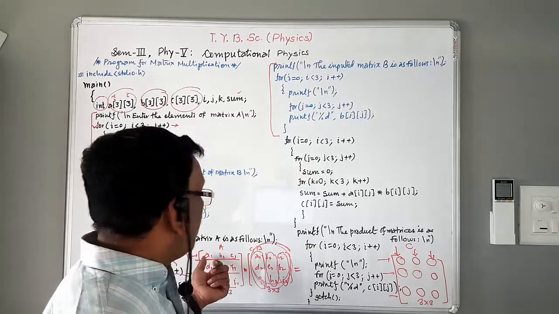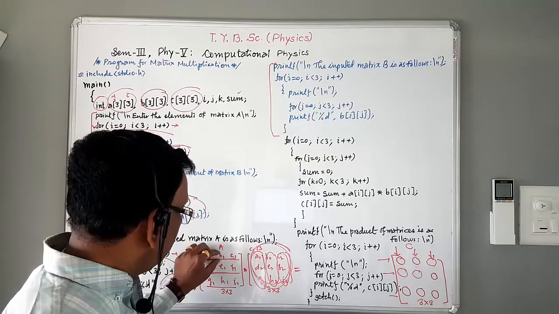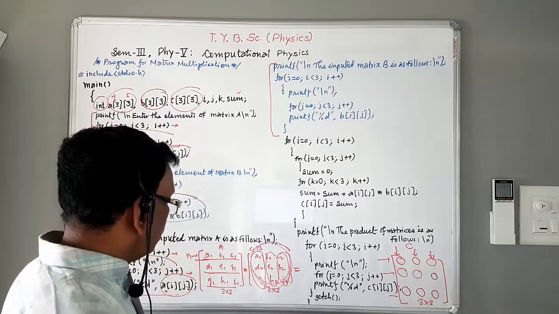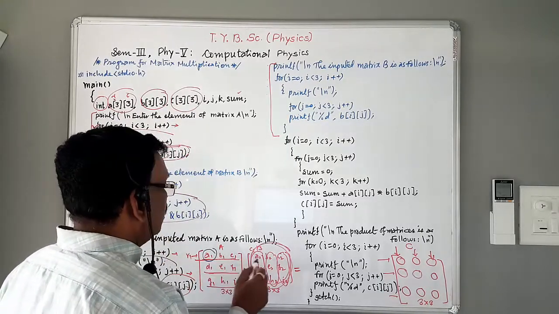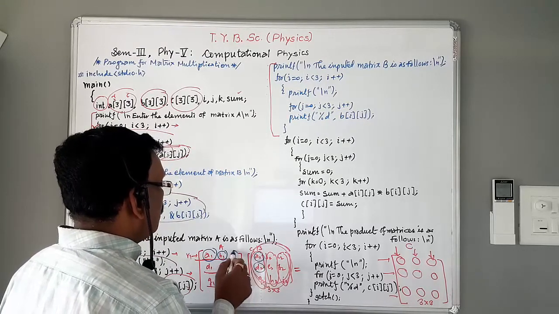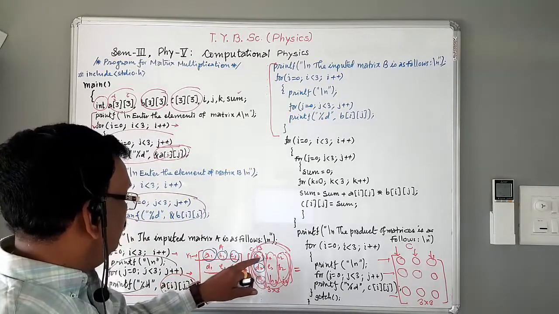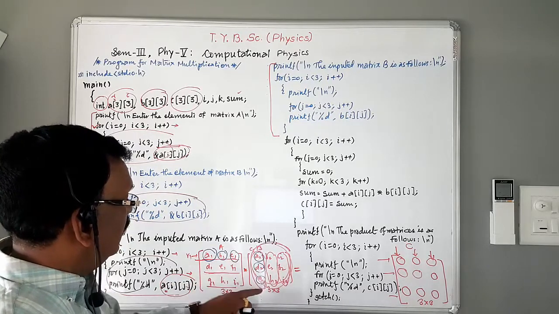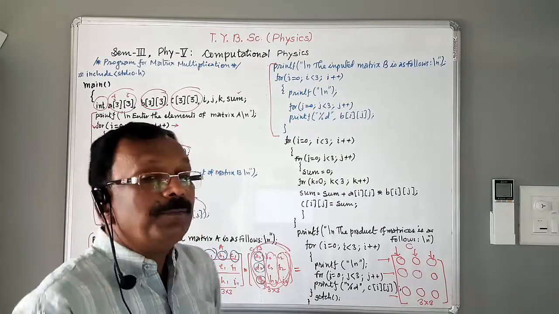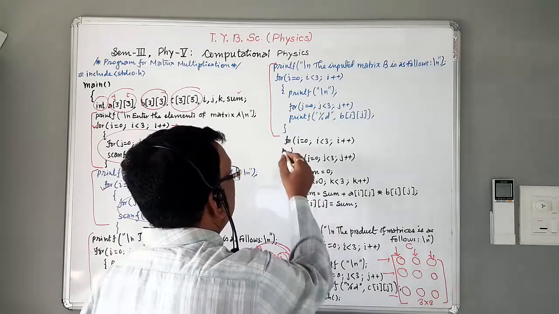That means, after multiplication of this element and this element, then this element and this element, the computer has to take the addition of these products. That means A1 A2 and B1 B2, also the product C1 C2. The computer has to add them: suppose A1 A2 plus B1 B2 plus C1 C2. In order to perform this operation, the computer performs the operation by using this block.